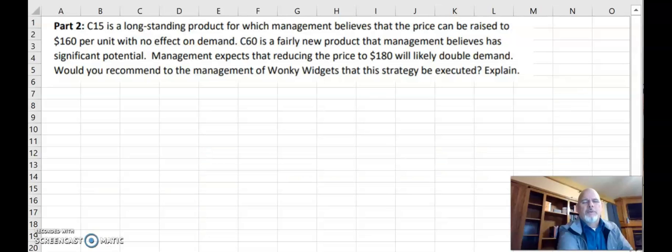Thanks, John. This is Bill Purdom. I'm going to continue with question number 2. So part 2 states C15 is a long-standing product for which management believes that the price can be raised to $160 per unit with no effect on the demand. C60 is a fairly new product that management believes has significant potential. Management expects that reducing the price to $180 will likely double the demand. Would you recommend to management of Wonky Widgets that this strategy be executed? And explain your answer.